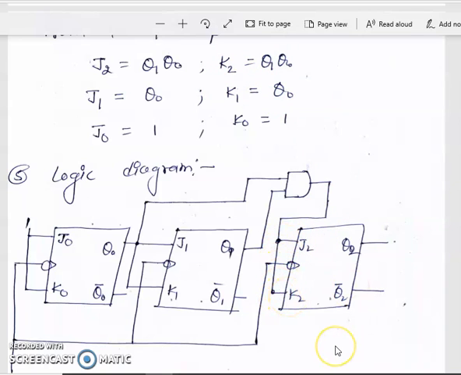So students, this is the process of designing a synchronous 3-bit up counter. There are many more examples, so all students please do many, many examples for the synchronous counter. It is very important for your examinations.